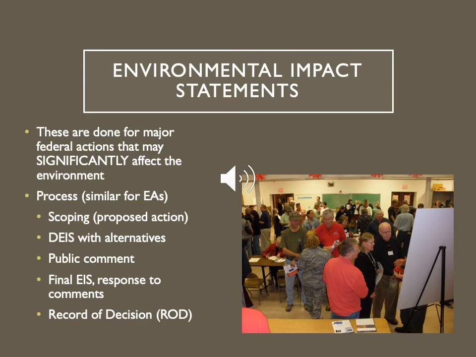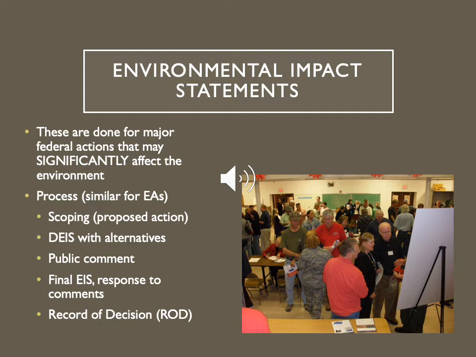Environmental impact statements are really the biggest version of NEPA, and they're the documents that are done for major federal actions that will significantly affect the environment. The process is very similar. You take your proposed action out, you do your scoping, you write a draft environmental impact statement with your alternatives and all your chapters in there. You take public comment, you use that comment to improve your document, and then you write a final environmental impact statement. In that, you're going to also respond to all the comments you got. You're going to improve your alternatives, you'll improve your analysis, and then eventually you'll issue your record of decision.